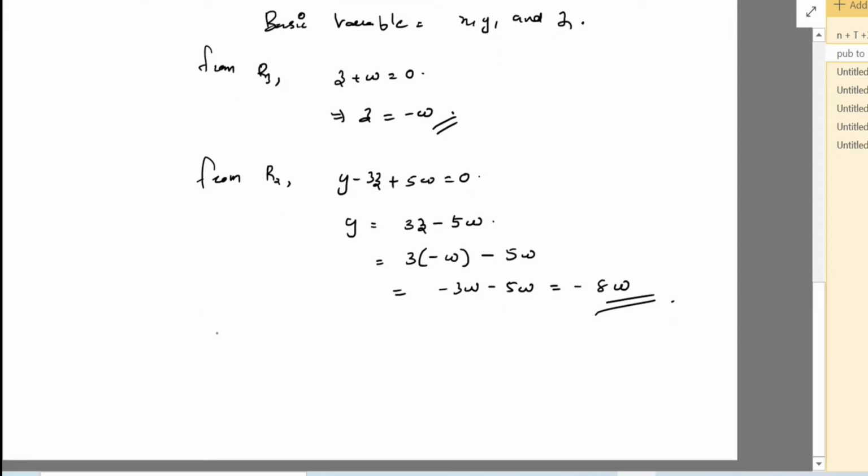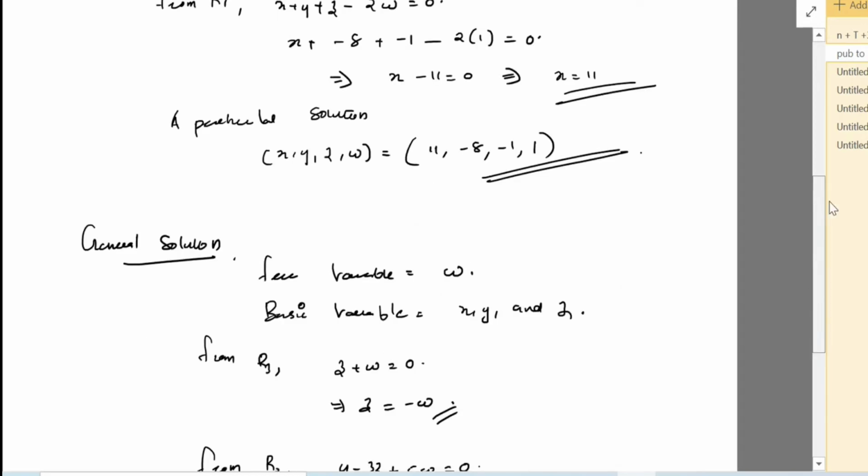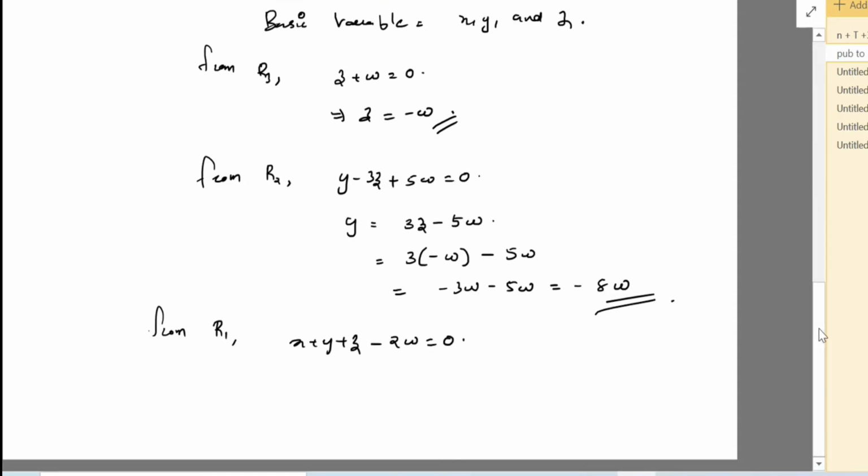Now move on to R1. From R1, the equation is x plus y plus z minus 2w equal to 0. So what is x? x equal to 2w minus y minus z, that is equal to 2w minus y, y is minus 8w, so minus into minus is plus, so plus 8w, minus z. Z is minus w, so minus minus is plus w. So that will be 11w.